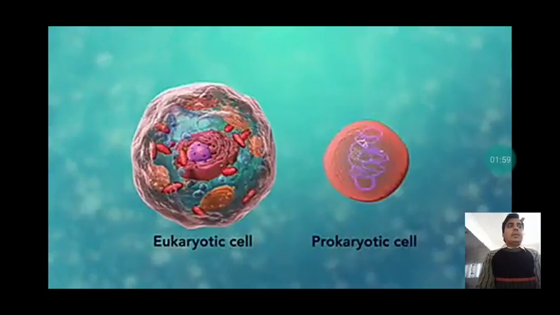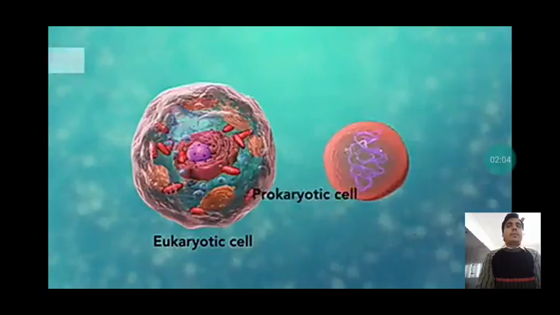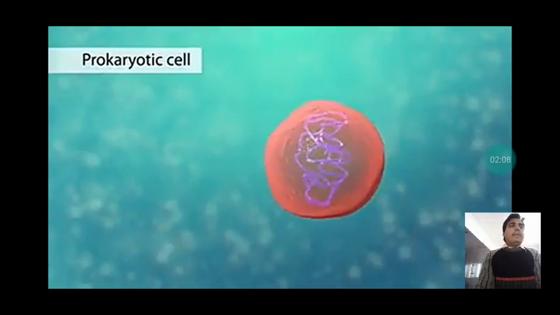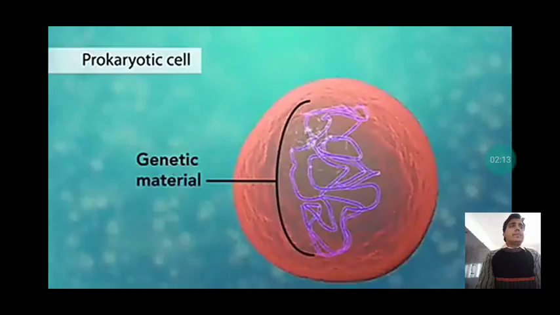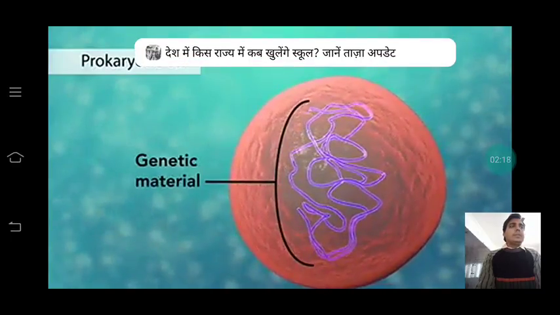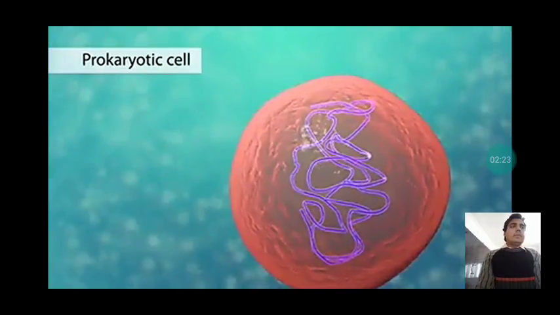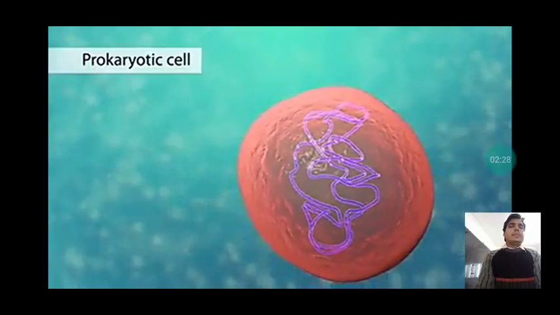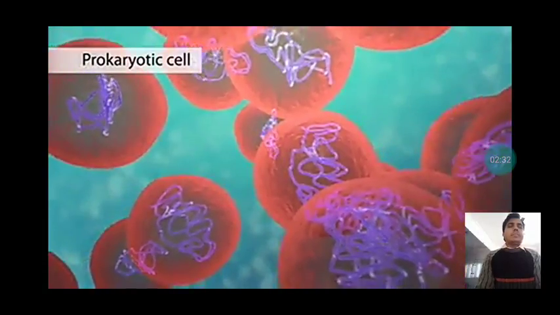The second category is prokaryotic cells. So, eukaryotic cells and prokaryotic cells. Prokaryotic cells don't have a nucleus or membrane-enclosed cell organelles. They do have genetic material, but it's not contained within a nucleus. Prokaryotic cells are always one-celled or unicellular organisms, such as bacteria.